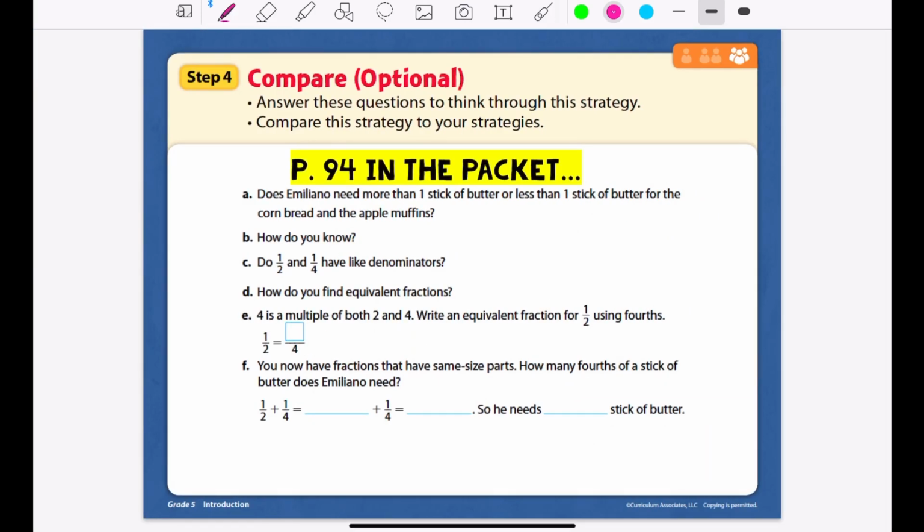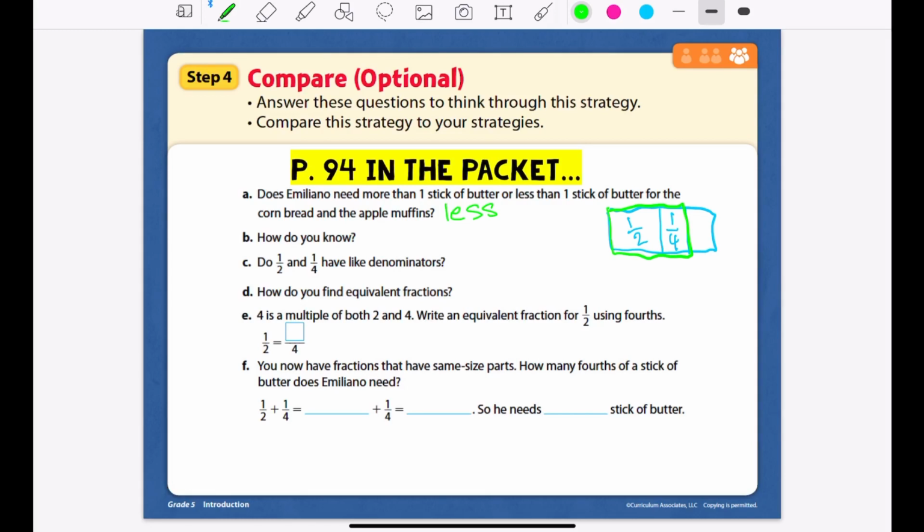All right, so we're now going to talk about it together. If you are following along, we are on page 94 in the packet, and we've already discussed a little bit about this. It says, does Emiliano need more than 1 stick of butter or less than 1 stick of butter for the cornbread and apple muffins? Well, we just said that we know what 1/2 looks like, which is right here. And we know that 1/4 is less than 1/2. So I can see that together, both of these are less than 1 whole stick of butter. So he will need less than 1 stick of butter.